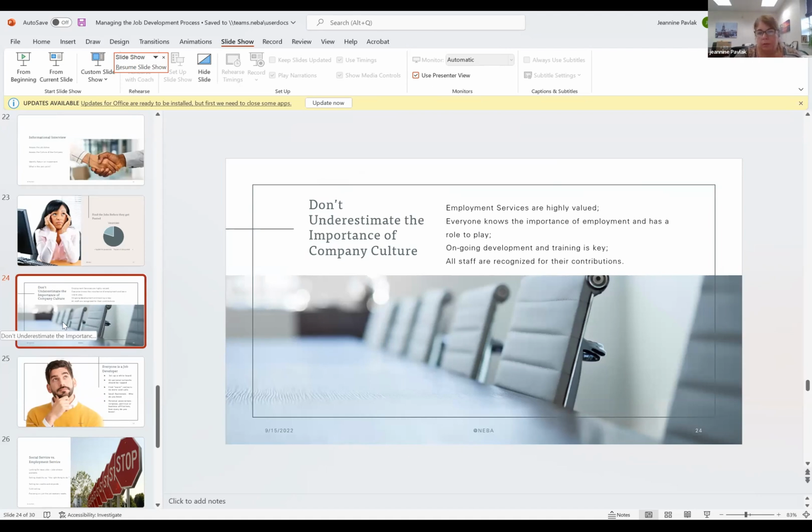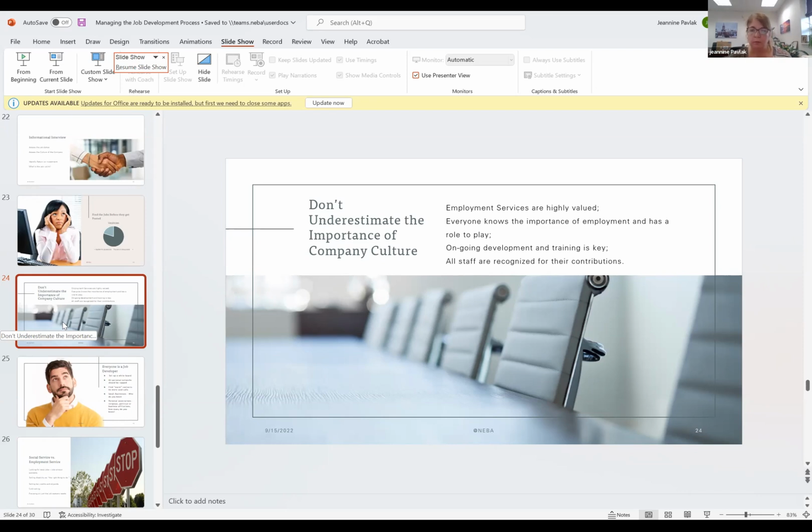So, keeping in mind the importance of company culture, you've heard me talk about this. The organization as a whole needs to be speaking and promoting that employment is highly valued, that it's not just a sister part of what we do. Everyone in the agency knows the importance of employment and has a role to play. So going back to that relationship mapping, there's a piece that everyone can contribute to. Ongoing development and training for your staff is key, and all staff are recognized for their contributions.